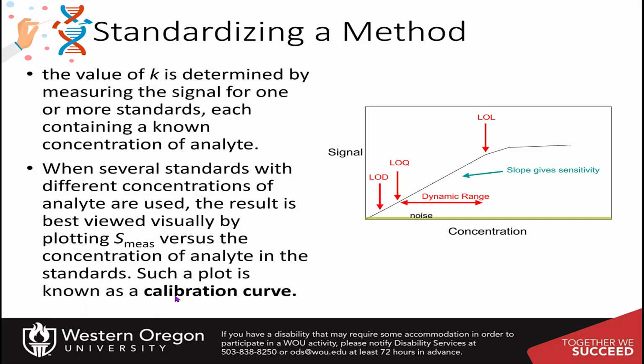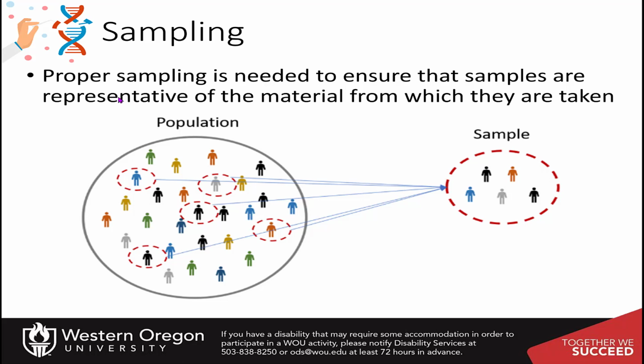So this is known as a calibration curve. And you'll be doing these in the lab as well. And in fact, chapter 5 really focuses on the different types of standardizations that you can do. And so we'll spend some additional time talking about these in more detail. So proper sampling is also needed when you're taking samples out in nature or from a group.